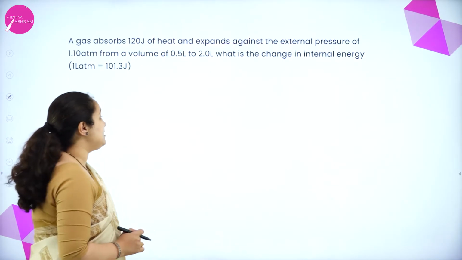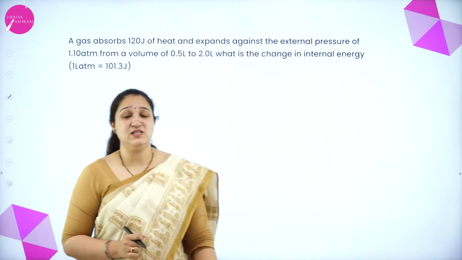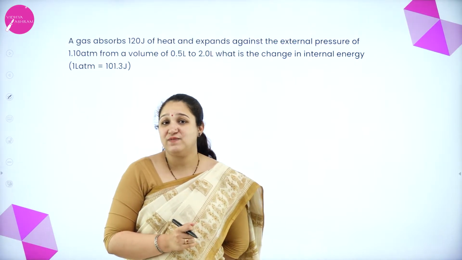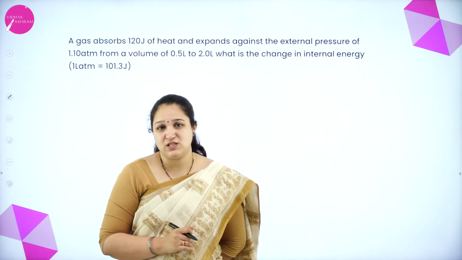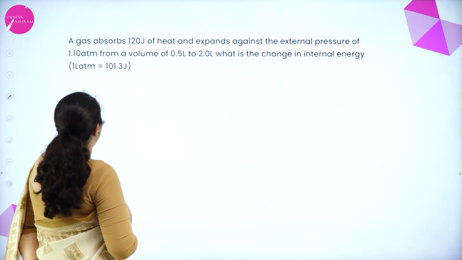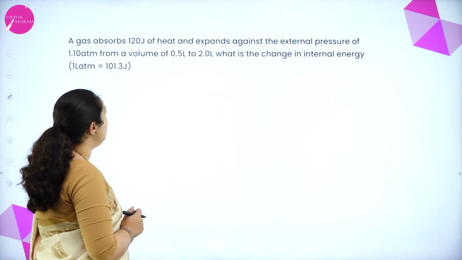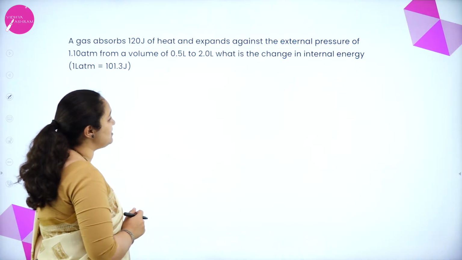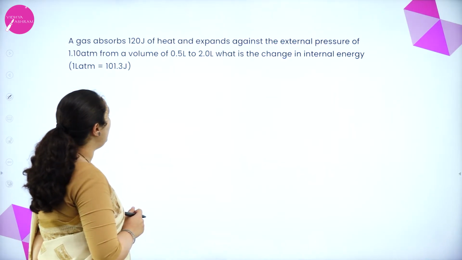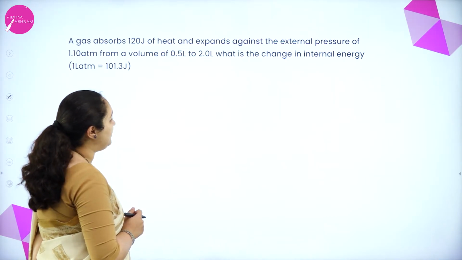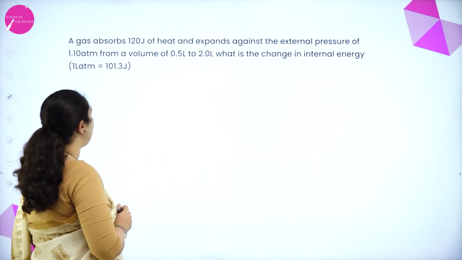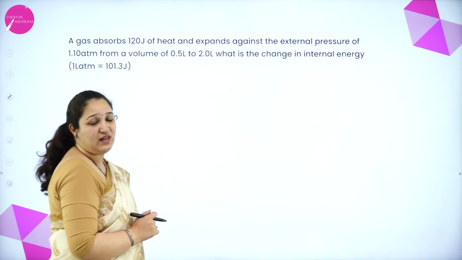Okay, next, we have some numericals. Last class I explained to you the first law of thermodynamics as well as its applications. There are some numericals based on this which we will solve now. So the first one is: a gas absorbs 120 joules of heat and expands against the external pressure of 1.10 atmosphere from a volume of 0.5 liters to 2 liters. What is the change in internal energy? It's given that 1 liter atmosphere is equal to 101.3 joules.